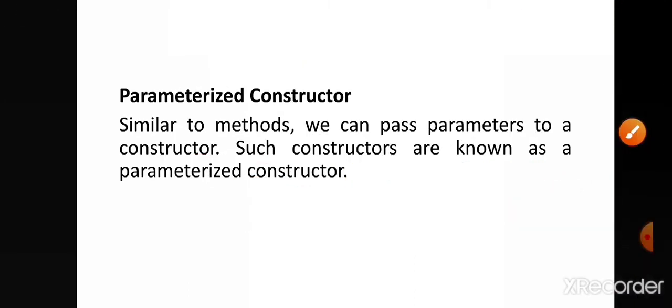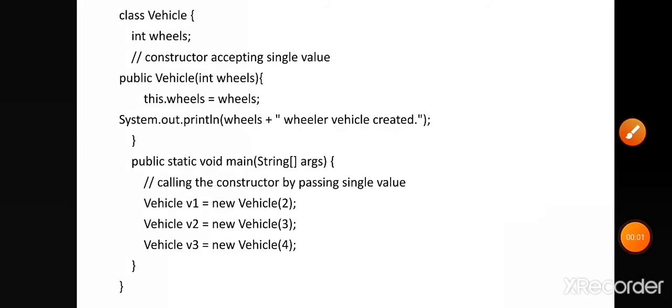Next, parameterized constructor. Similar to methods, we can pass parameters to constructors, and such constructors are known as parameterized constructors. Any constructor which accepts parameters, we call a parameterized constructor. Let us understand parameterized constructor with an example program.